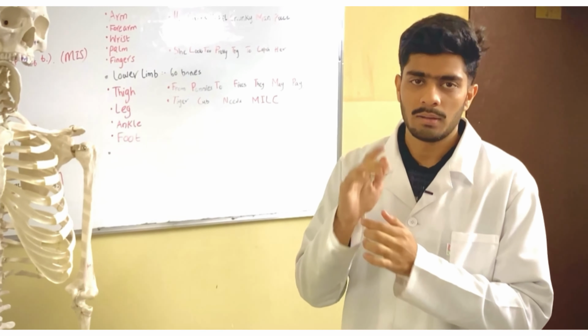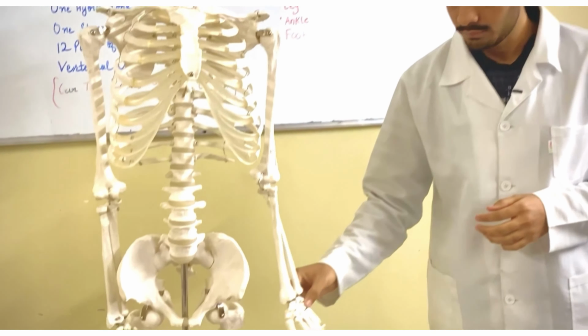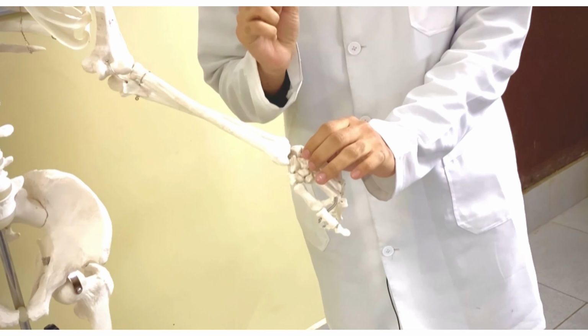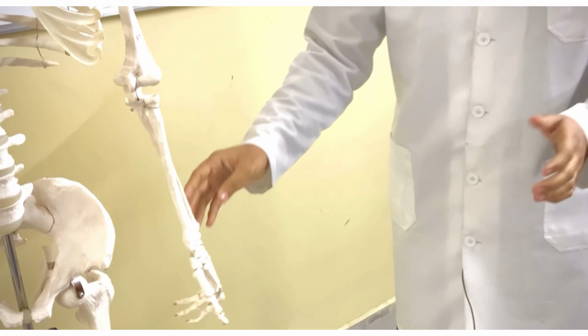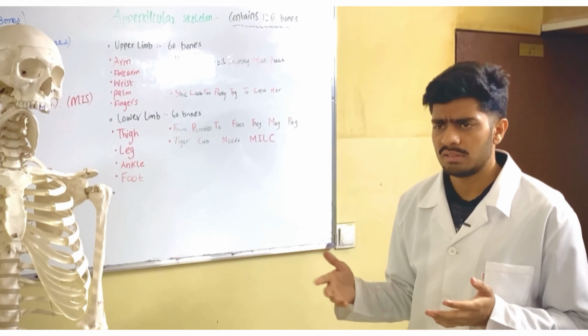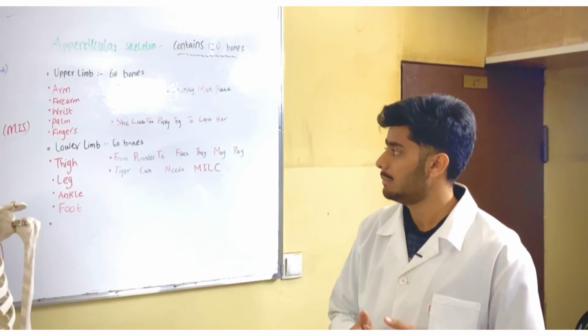our pinky finger. After that we have the wrist, which is this part, which contains eight small bones. These are very small bones present at our wrist. They contain certain muscles, and certain nerves and arteries pass through them.